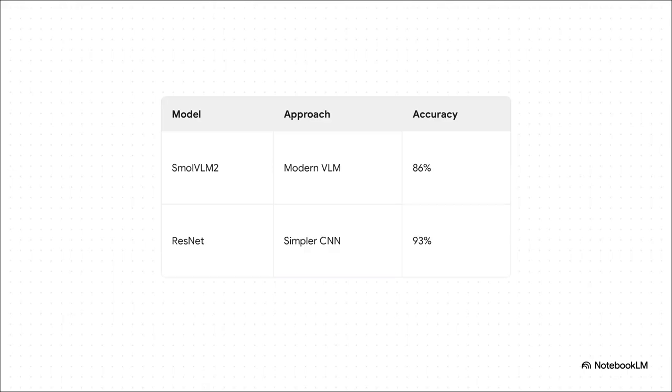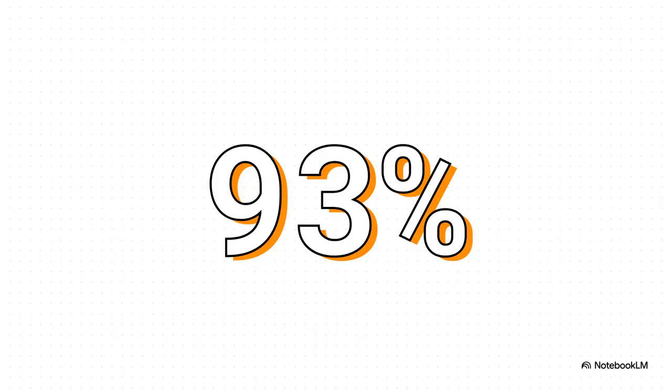And you'll love this. The big, fancy new model, it got a pretty good 86% accuracy. But the simpler ResNet, which was trained to do just one thing, classify numbers, it blew it out of the water. 93%. I mean, that's just awesome. It's such a great reminder that sometimes a smaller, specialized tool is way more effective than a giant general-purpose one. In the world of AI, bigger isn't always better.